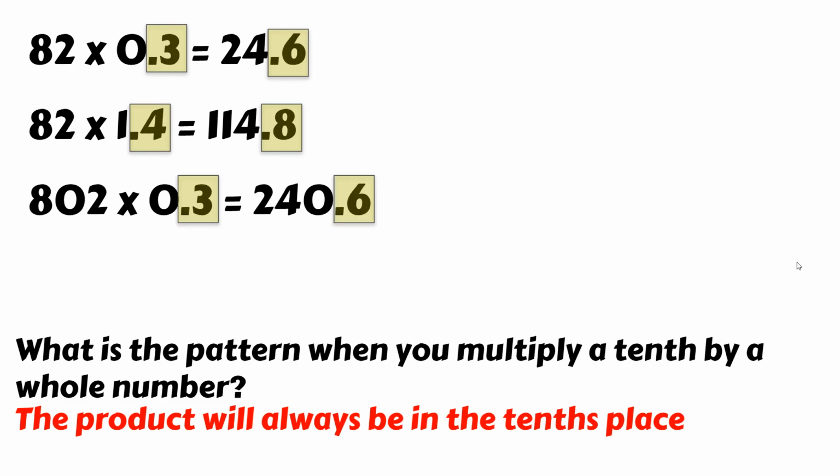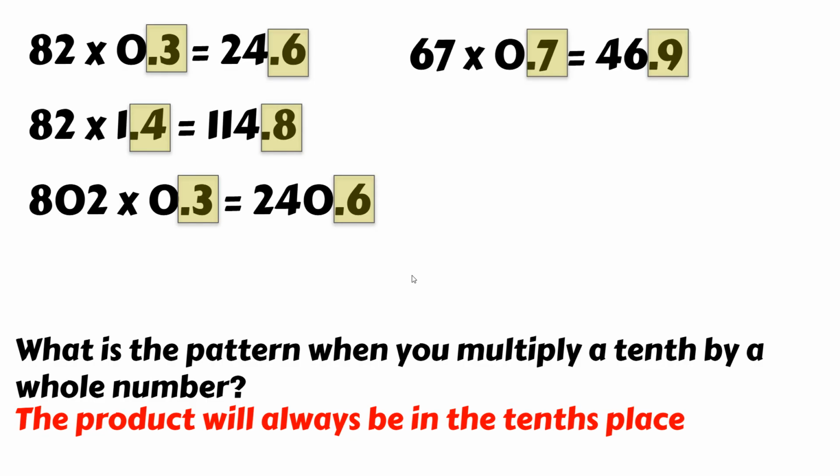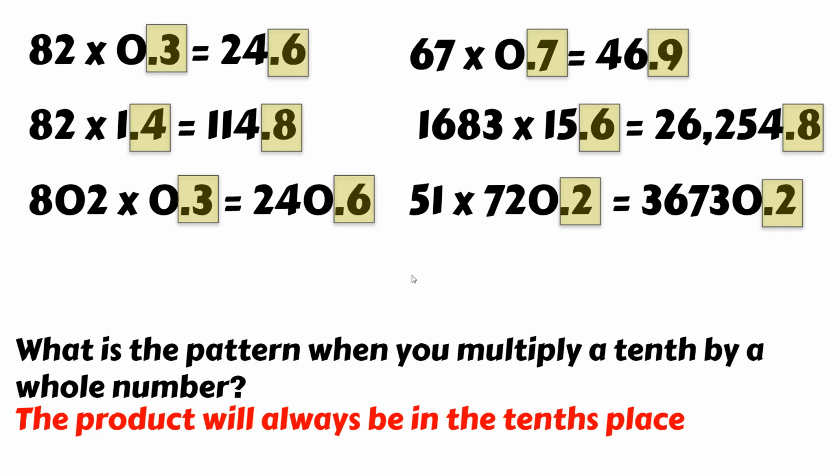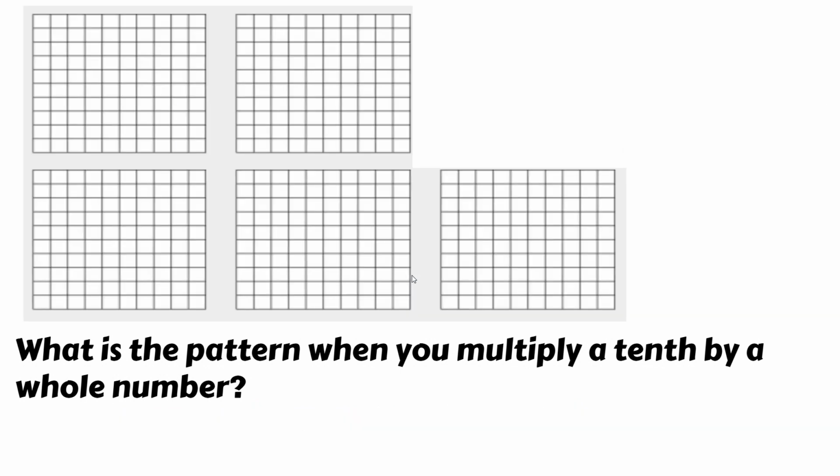As you can see, when you're multiplying a whole number like 82 or 802 times a tenth, a factor that's to the tenths place, your product is always going to be to the tenths place, even if you have other digits represented as well. So 67 times 7/10 is 46 and 9/10. As you can see, the pattern holds true. Just know that the product will always be in the tenths place when you multiply a tenth by a whole number.